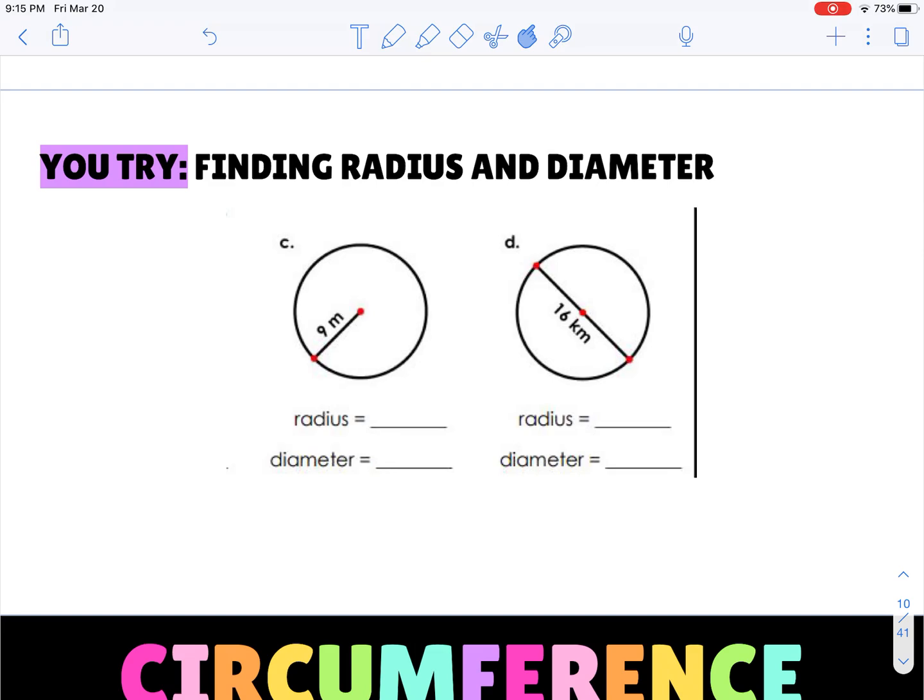Now would be a good time to pause this video, make sure that you can fill in these answers, and then unpause it when you're ready to check your work.